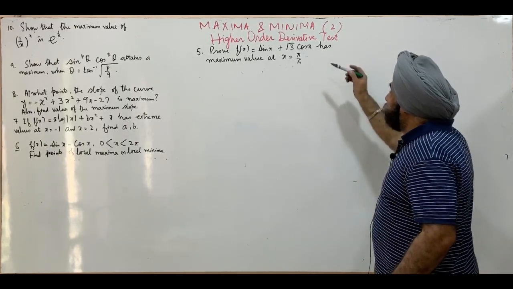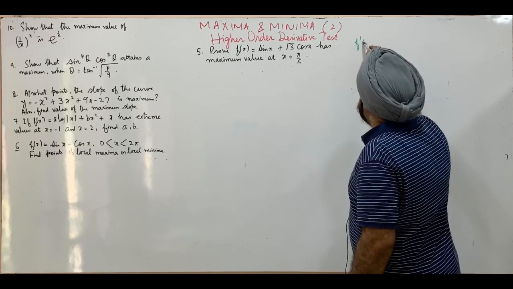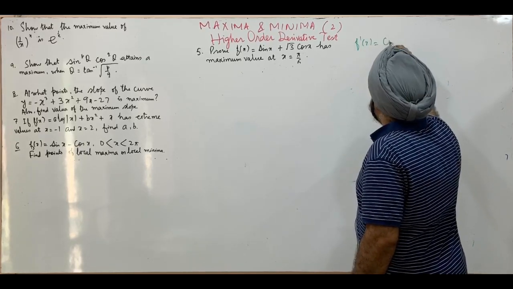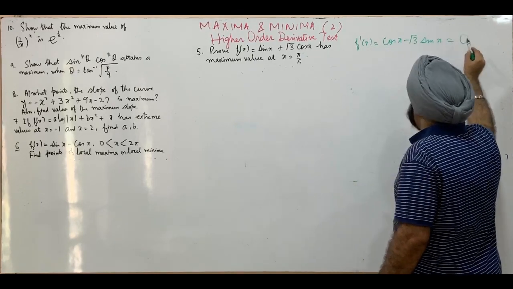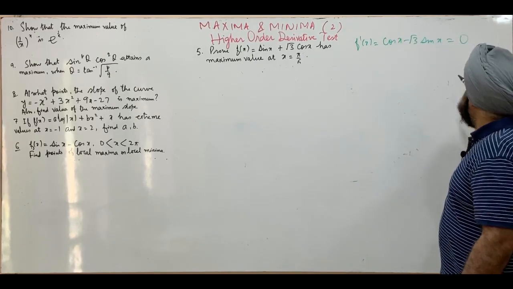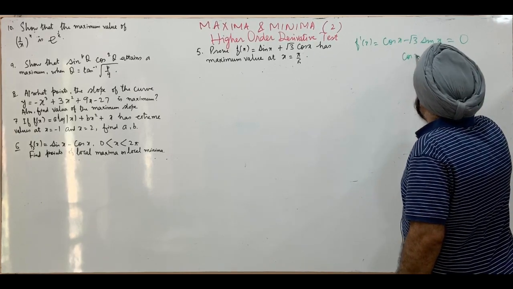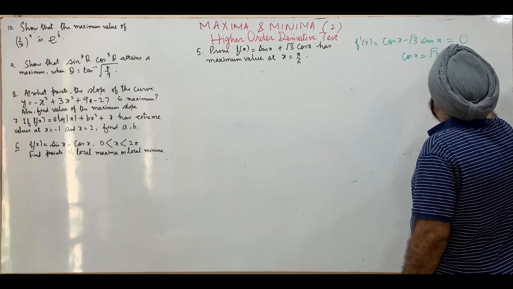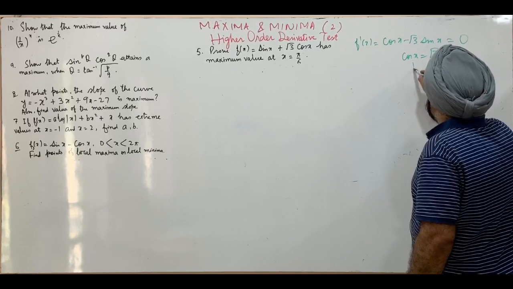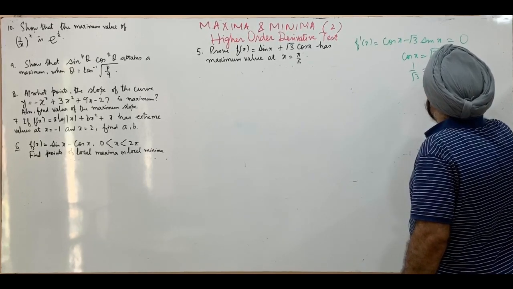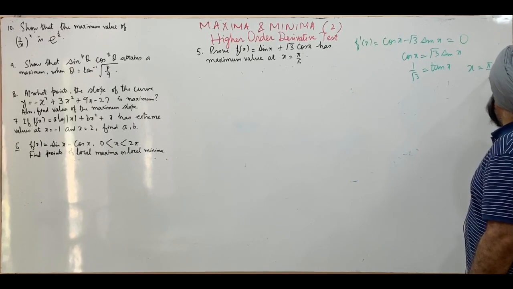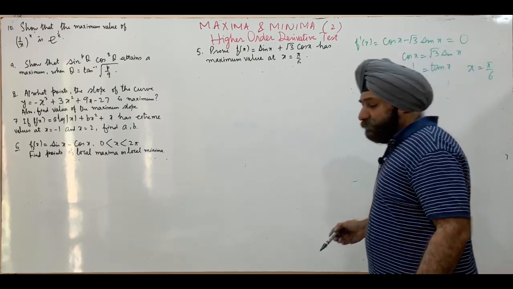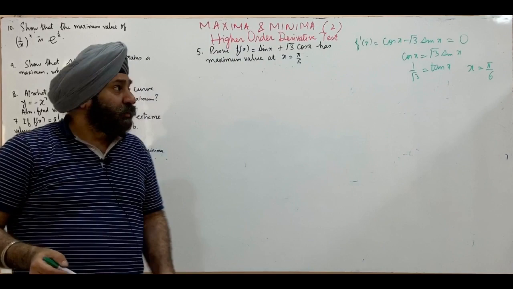Next one, we are given this f of x. We find f dash of x. That's cos x minus root 3 sin x, equal to 0. This is to find the critical point or points. Divide by cos x: 1 by root 3 is tan of x. This gives us x is equal to pi by 6. So pi by 6 we are getting as a critical point.